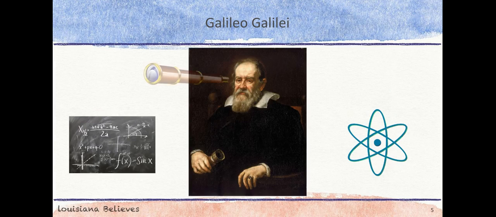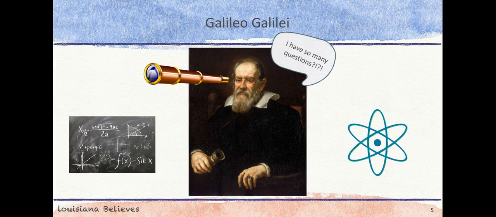Galileo Galilei played a very important role in the scientific revolution and is often referred to as the founder of modern science. Galileo was an Italian physicist, astronomer, and mathematician who questioned the world around him in ways no one had done before. He was born in 1564 and lived during a time when the role of scientists was much different than it is today.